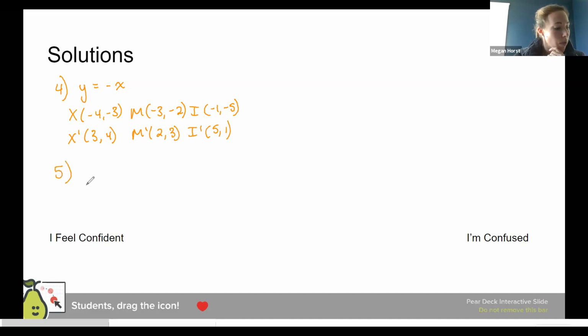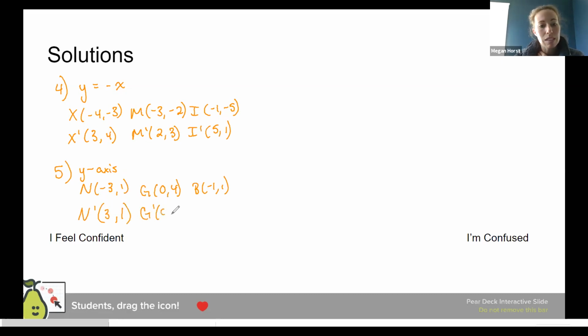For question number 5, we're reflecting over the y-axis. So I'm starting with N, which is -3, 1. G is 0, 4, and B is -1, 1. So if I'm reflecting over the y-axis, I can use those rules on the previous page, but I know that my y stays the same, that stays 1, and then this changes to its opposite. So it's going to be 3, 1. G prime will stay 0 and stay 4 because that point's on my y-axis. And then B prime is going to be, we're going to do the opposite here, so that'll be 1, and this will stay 1.